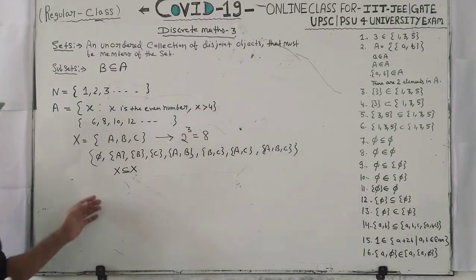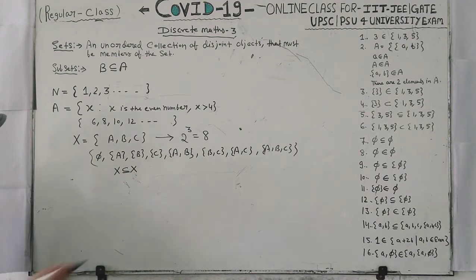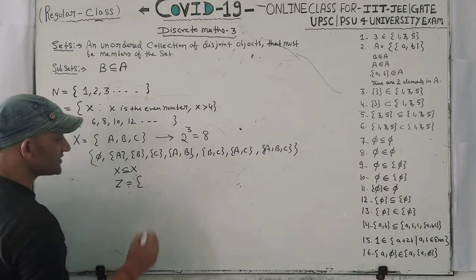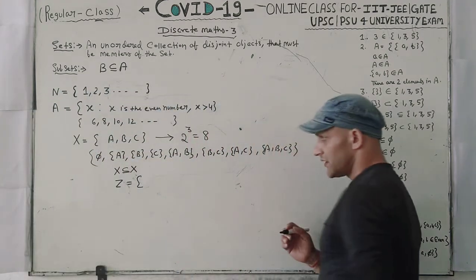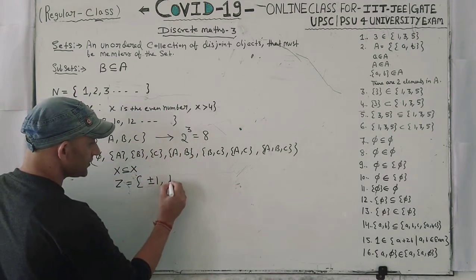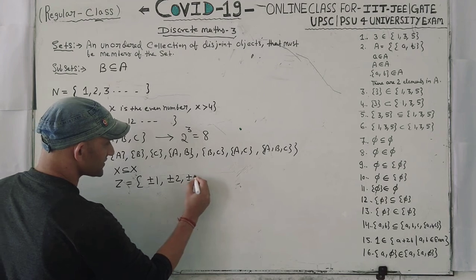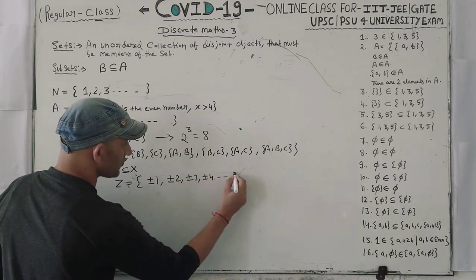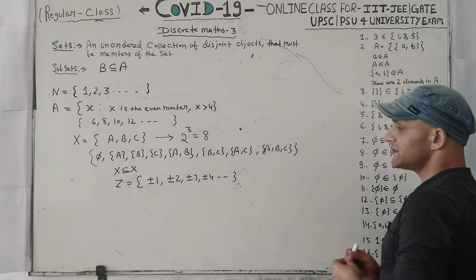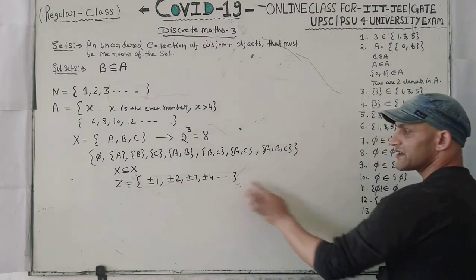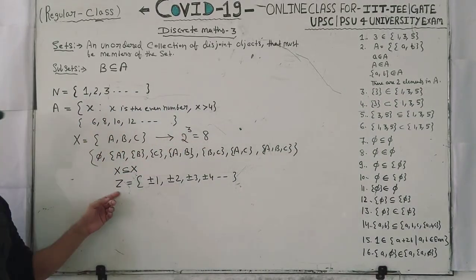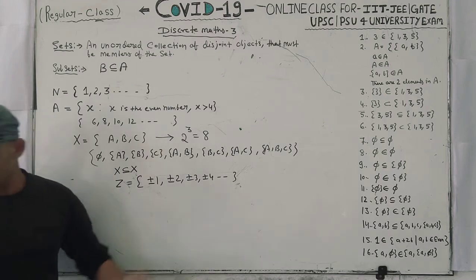Now there are many different types of sets. First is N, the natural numbers. Second is Z. What is Z? Z is the collection of integers. The integers start from plus minus 1, plus minus 2, plus minus 3, plus minus 4 and so on to infinity. So this is also a set, the set of integers.